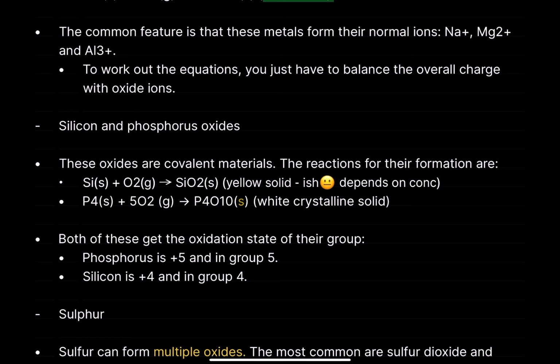Silicon and phosphorus oxides. Again, I'll be going through more of this in more detail in other videos, but these oxides are covalent materials. The reaction for their formation is silicon plus O2 goes to form silicon dioxide, SiO2. Now this forms a yellowish solid. I've researched it, and the colour is dependent on the concentration of the silicon and oxygen, but for AQA, yellow is the correct way of representing silicon dioxide. I'm pretty certain it is, but check with your teacher if it's not.